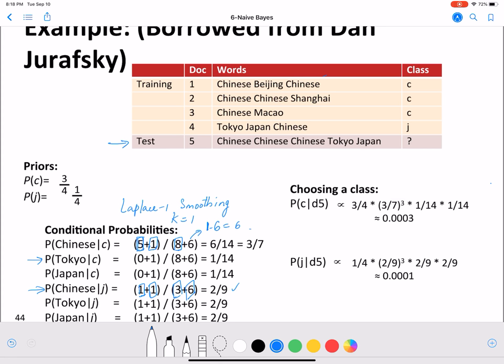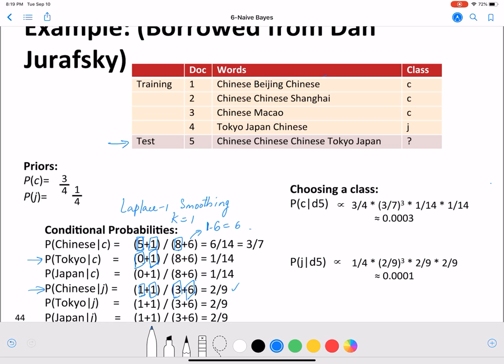we have 0 occurrences of the word Tokyo across all Chinese documents. We don't see it at all. So that value is 0. It does not occur. So this is why we need Laplace smoothing. Because across all Chinese documents the word Tokyo does not occur, and still we want to be able to calculate a meaningful value instead of 0. So we have 0 plus k is equal to 1. We add that here.